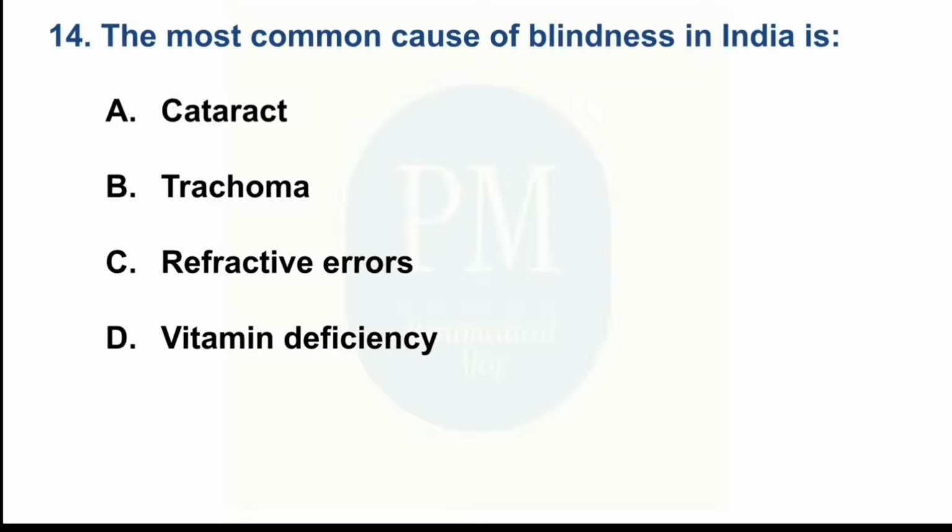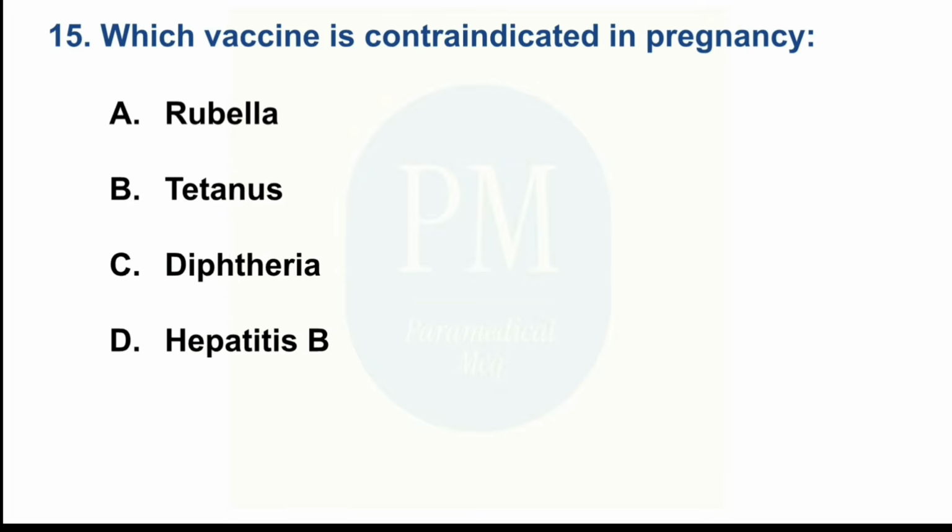The most common cause of blindness in India is option A. Cataract. Option B. Trachoma. Option C. Refractive errors. Option D. Vitamin deficiency. The correct option is option A. Cataract.